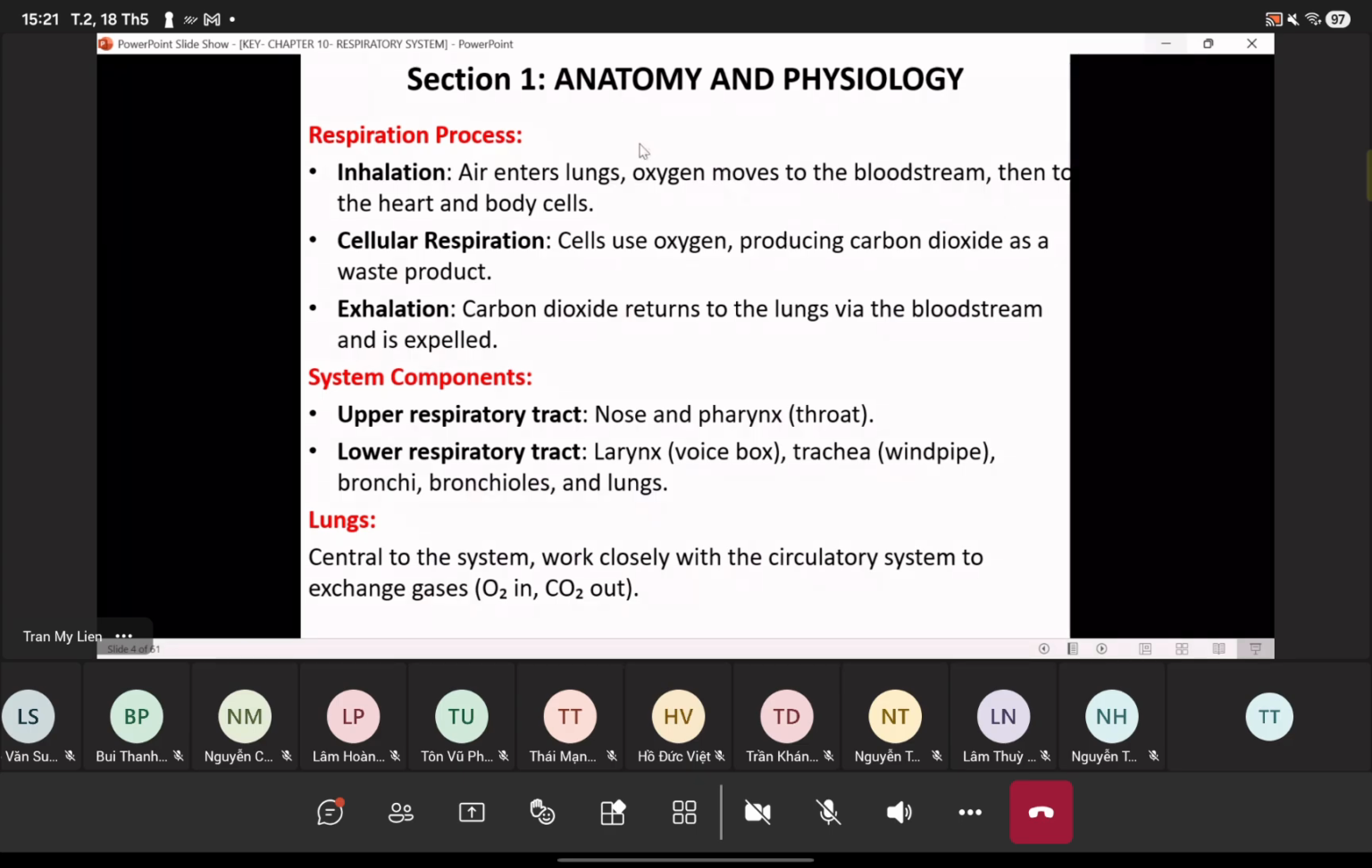Respiration process involves the inhalation and exhalation, breathing in and breathing out. Inhalation: air enters the lungs, oxygen moves to the bloodstream, then to the heart and body cells. And exhalation: carbon dioxide returns to the lungs via the bloodstream and is expelled.